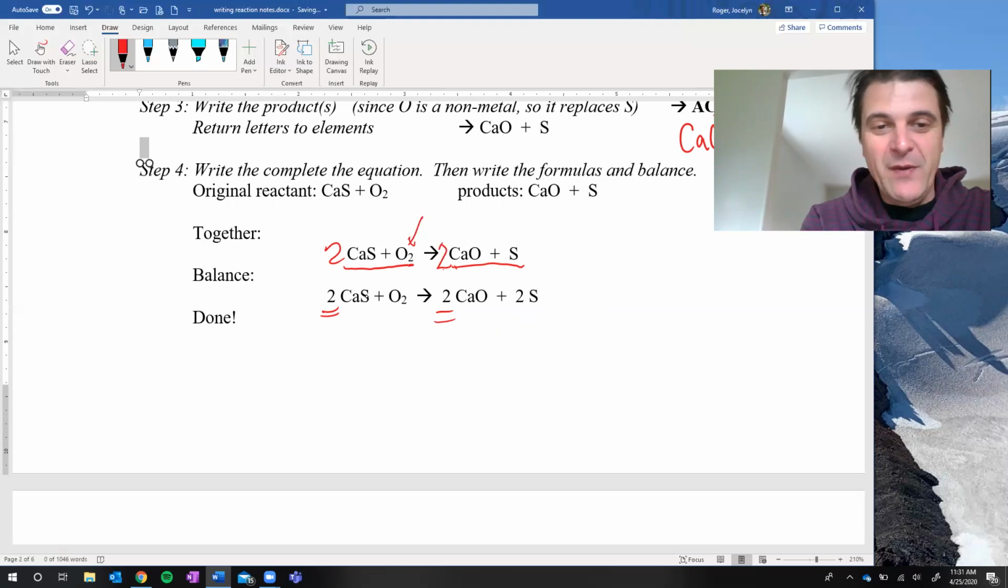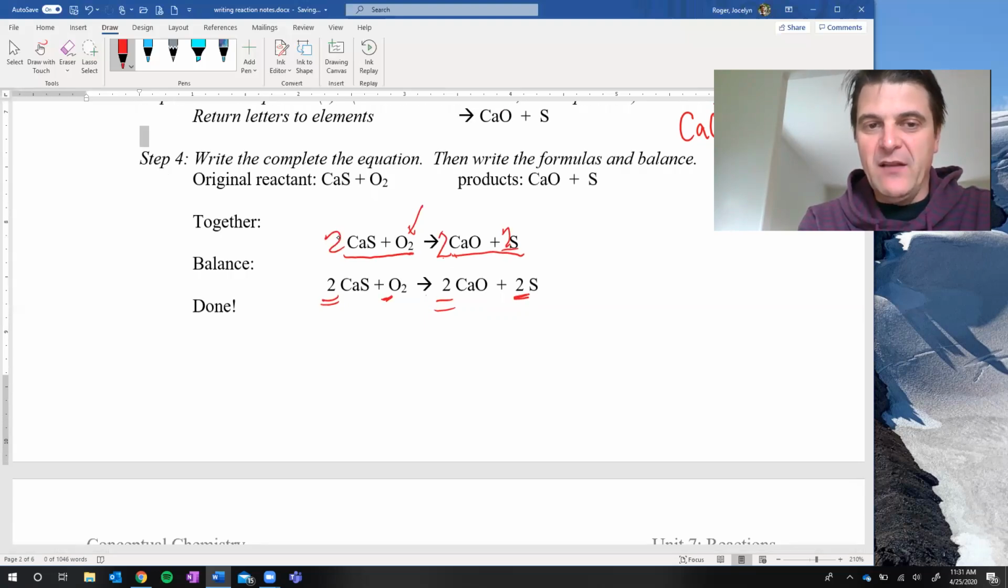But now we messed up the sulfur. Now we have 2 sulfur also. So then we're going to go back again in the products and put a 2 in front of the sulfur. So we have 2 calcium sulfide plus 1 oxygen. You don't have to write the 1, right? Gives 2 calcium oxide and 2 sulfur. And now everything is balanced. This is your answer.